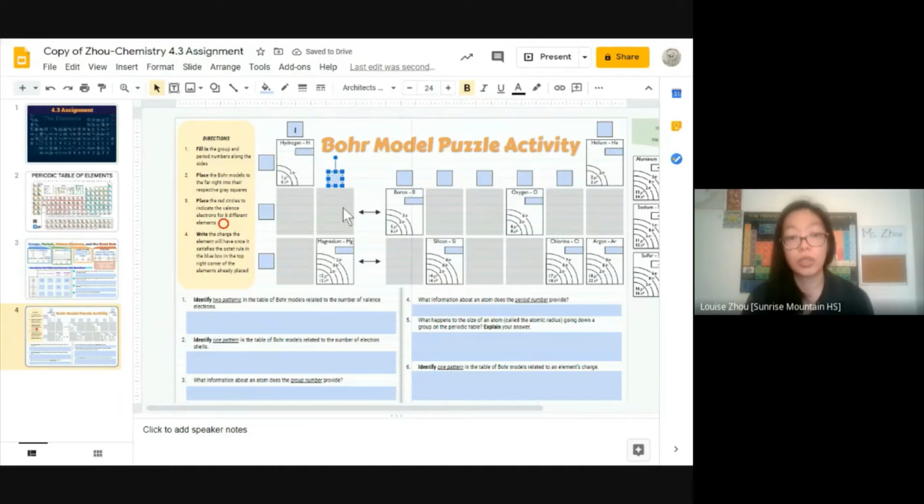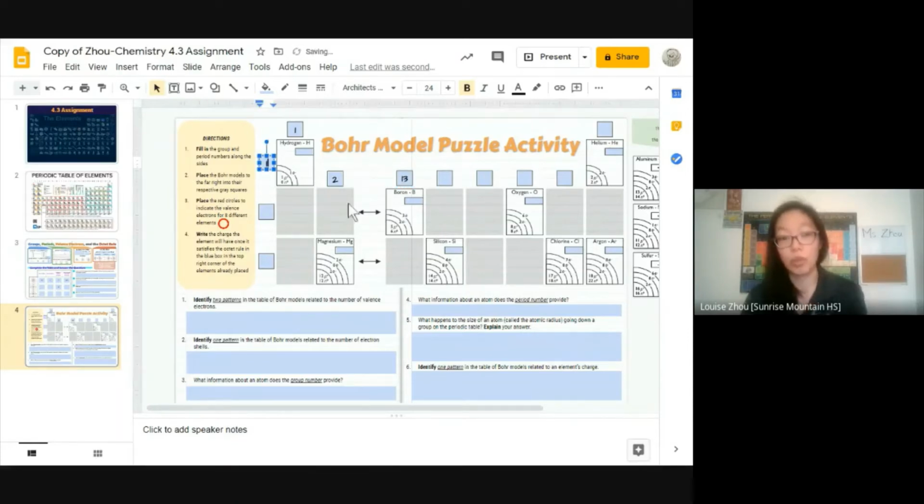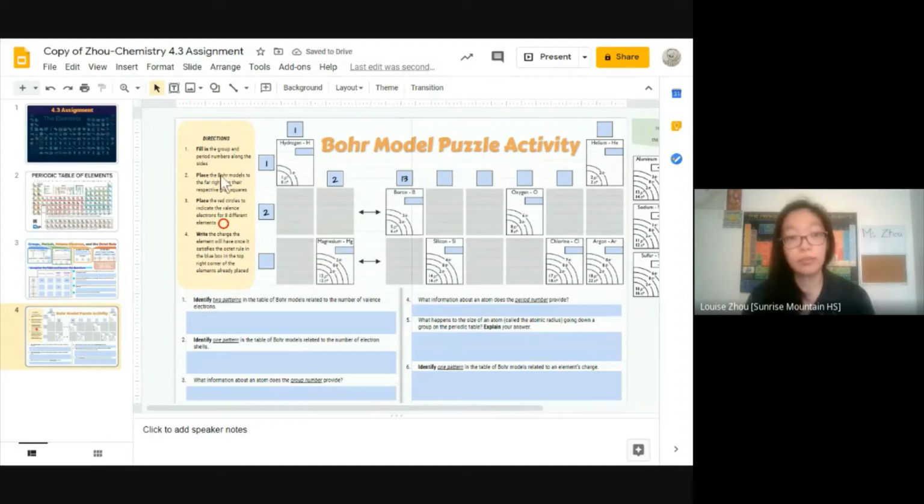Here's group 2. So you can see, okay, where's magnesium? It's in the second group. It goes in order. Again, you're copying over the periodic table. We skip the middle column, so this should be group 13. So hopefully you can fill the rest of these by yourself. On the sides, you're going to put in the period numbers. This is period 1, period 2, and so forth.